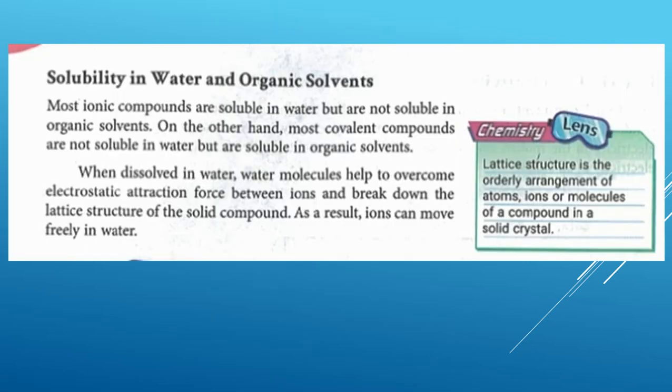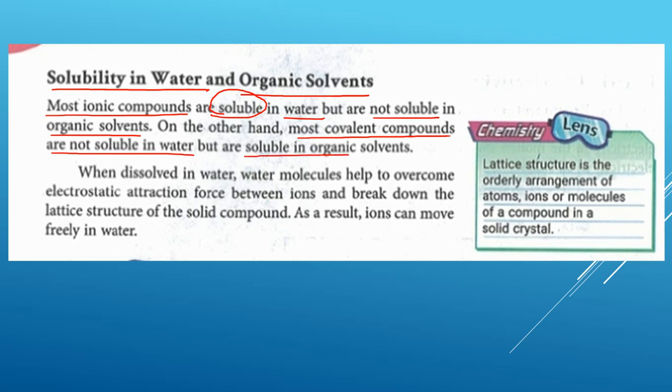Okay? And then the second one, solubility in water and solubility in organic solvent. Remember, most ionic compounds are soluble in water but not soluble in organic solvent. On the other hand, most covalent compounds are not soluble in water but are soluble in organic solvent. So it is the reverse. You must remember here it is reversed. When you remember the properties of ionic compounds, automatically you will know the properties of covalent compounds, because everything is just reversed.